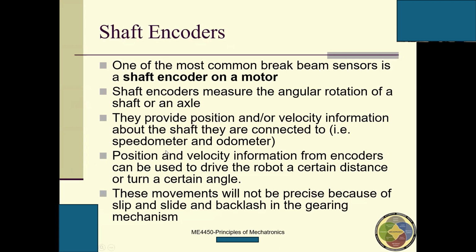The first one is the shaft encoder. As the name suggests, a shaft encoder is mounted on a shaft to measure something. What are they going to measure? They are going to measure the angular rotation. One of the most common proprioceptive sensors is the shaft encoder.